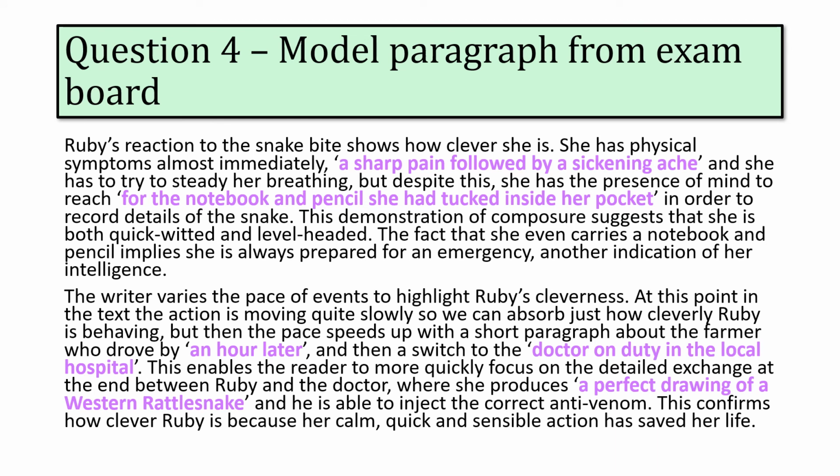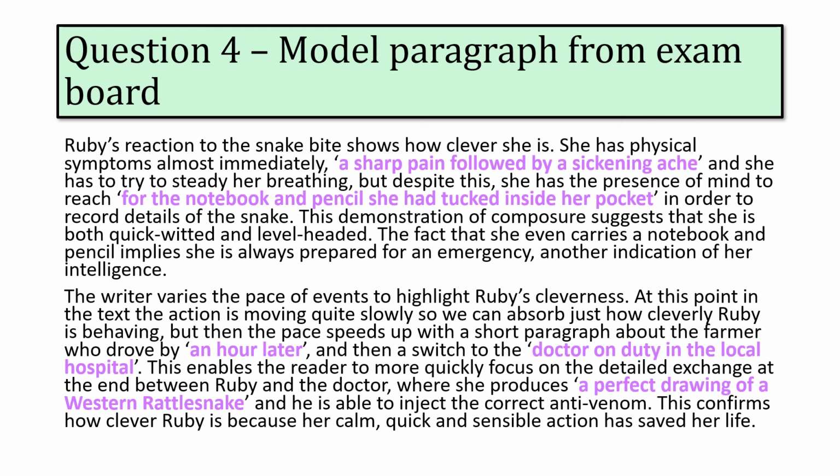The writer varies the pace of events, so that's a structural device, to highlight Ruby's cleverness. At this point in the text, the action is moving quite slowly, so we can absorb just how cleverly Ruby is behaving, but then the pace speeds up with a short paragraph about the farmer who drove by an hour later, and then a switch to the doctor on duty in the local hospital. This enables the reader to more quickly focus on the detailed exchange at the end between Ruby and the doctor, where she produces a perfect drawing of a western rattlesnake, and he is able to inject the correct antivenom. This confirms how clever Ruby is because her calm, quick and sensible action has saved her life. So there's a really detailed analysis there of how pace is used in the text.